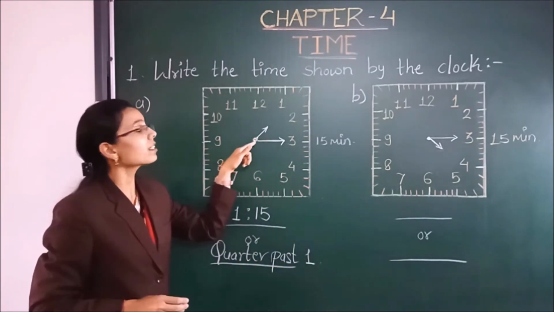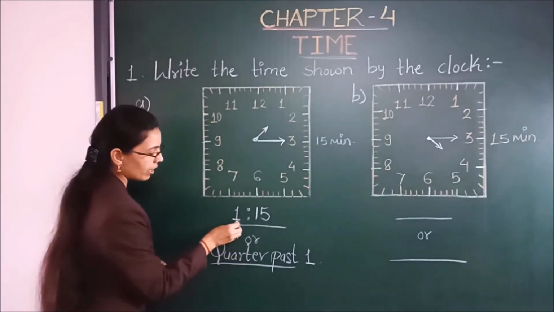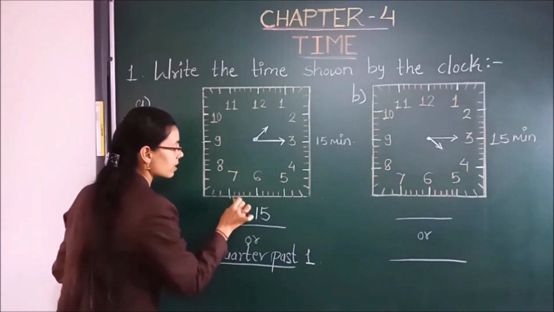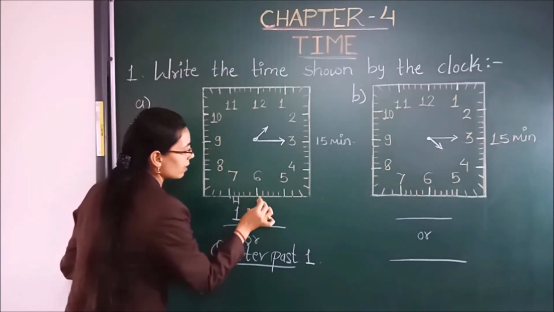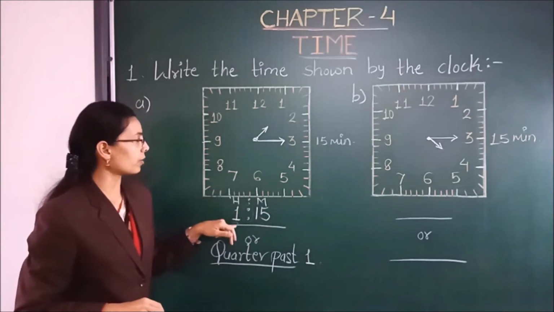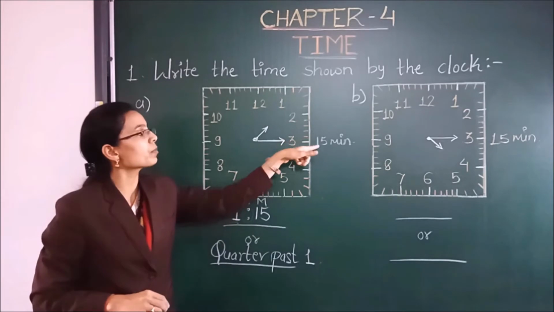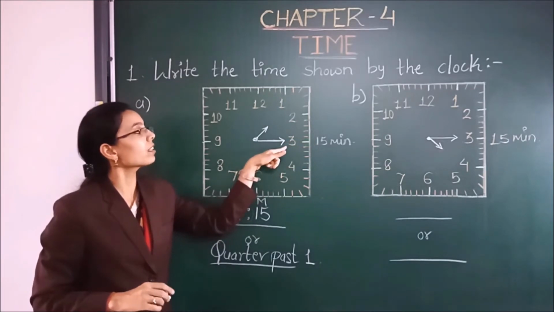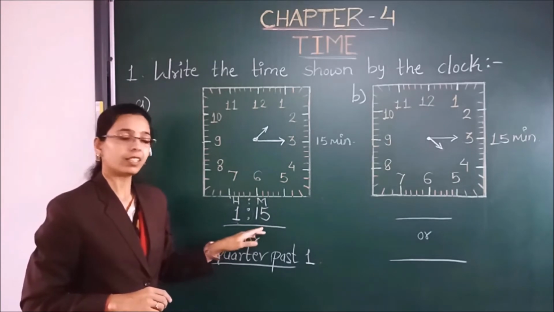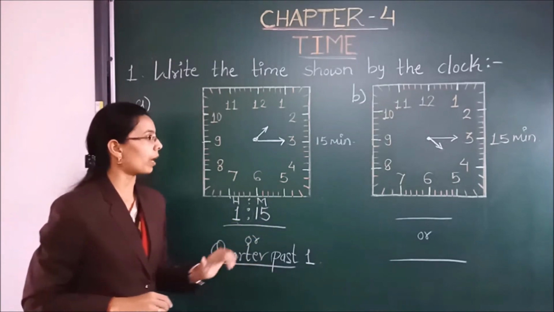And the hour hand has crossed 1, so we will write 1 here. With these dots, we separate hours and minutes. So here we will write the hours, that is 1. And how many minutes are there when the minute hand is at 3? 15. Yes. 1:15 or quarter past 1.